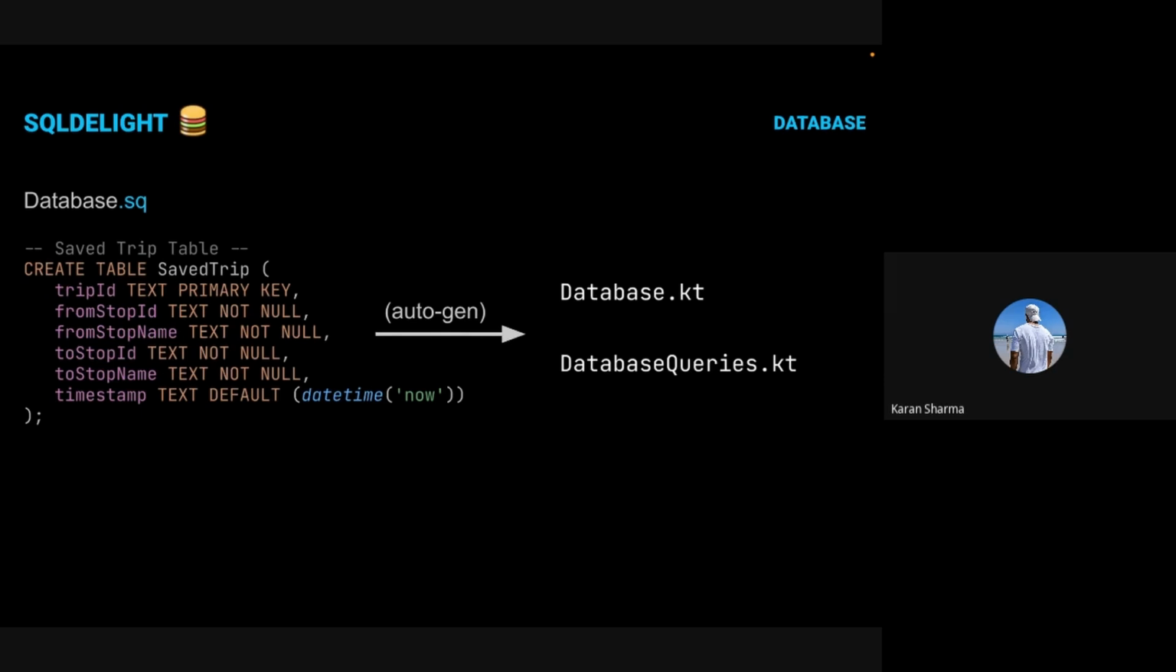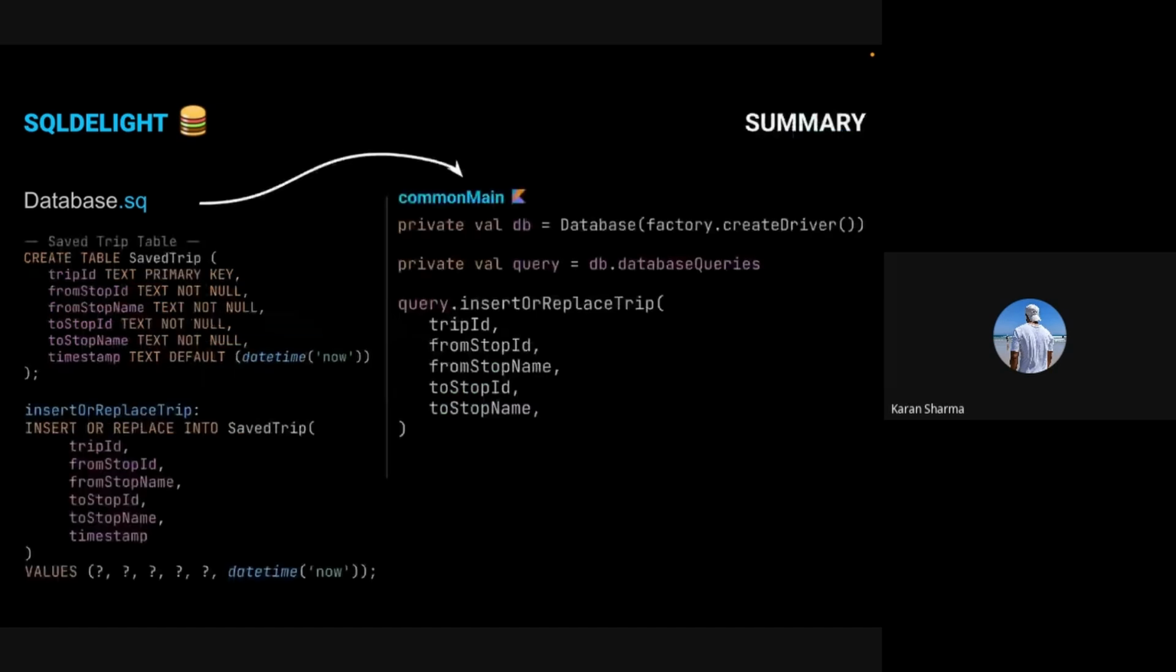So the SQLDelight plugin will create a database.kt file for me. For each .sq file, it will create a .kt file, and it will also create a queries.kt file as well. So we'll understand what the queries file does for us. Here on the left-hand side, with an insert or replace trip, that is the SQL statement. What it does is basically insert or replace a trip whenever I want to do it. So I can call that SQL query, and then it will do that for me.